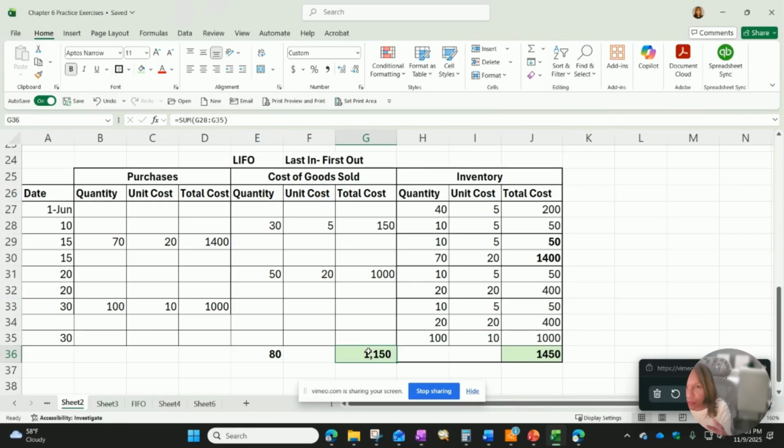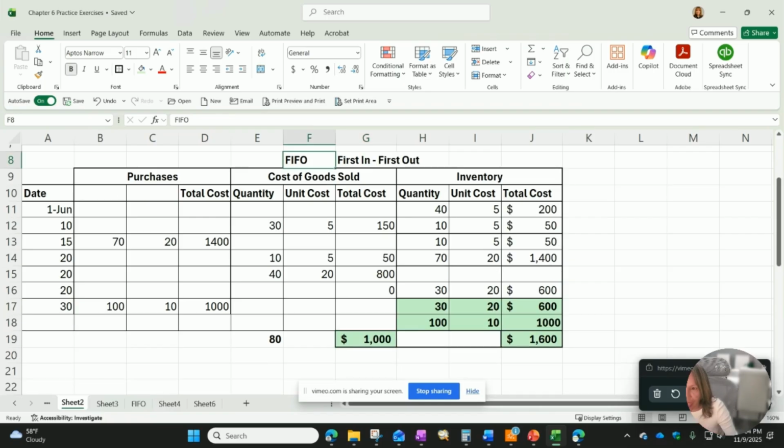That is the difference between the two when it comes to how these methods, or these two cost flow assumptions, impact the profits. And that's it for now.